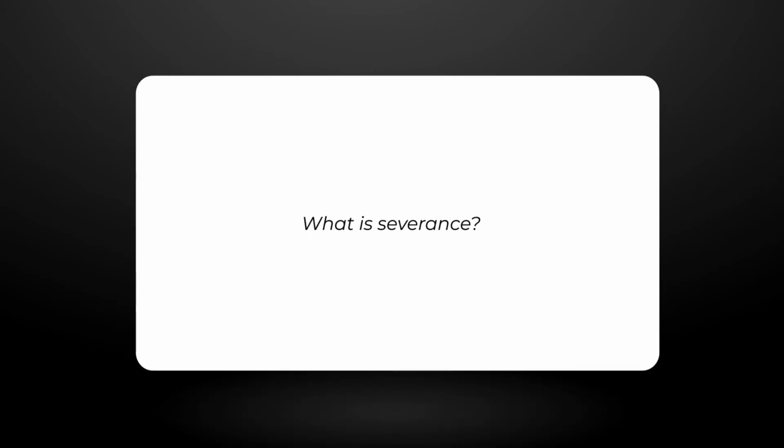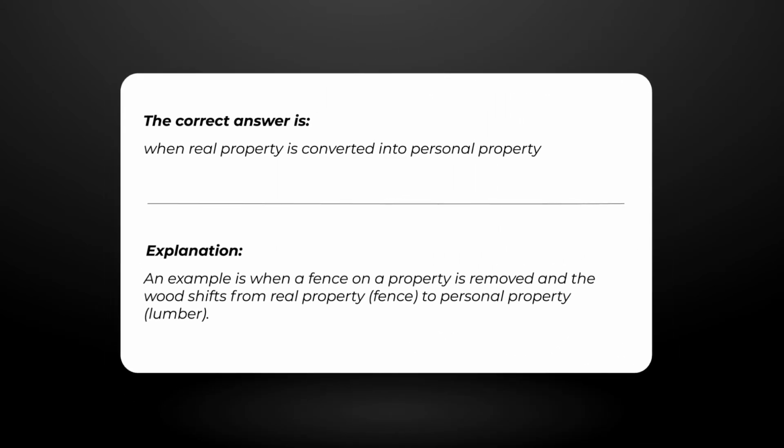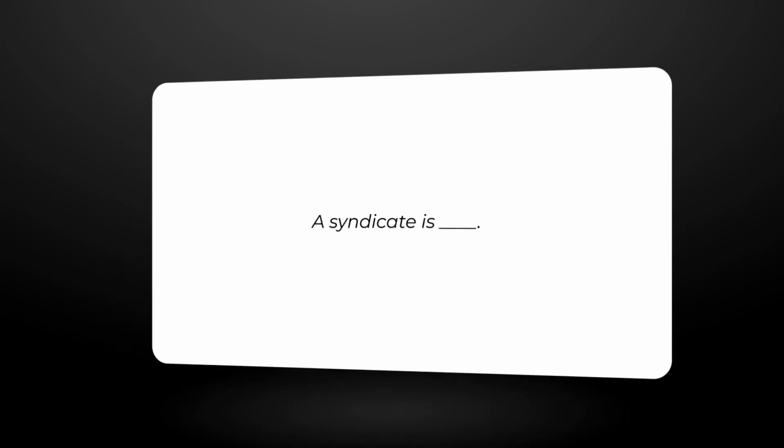What is severance? The correct answer is when real property is converted into personal property. Explanation. An example is when a fence on a property is removed and the wood shifts from real property, fence, to personal property, lumber.